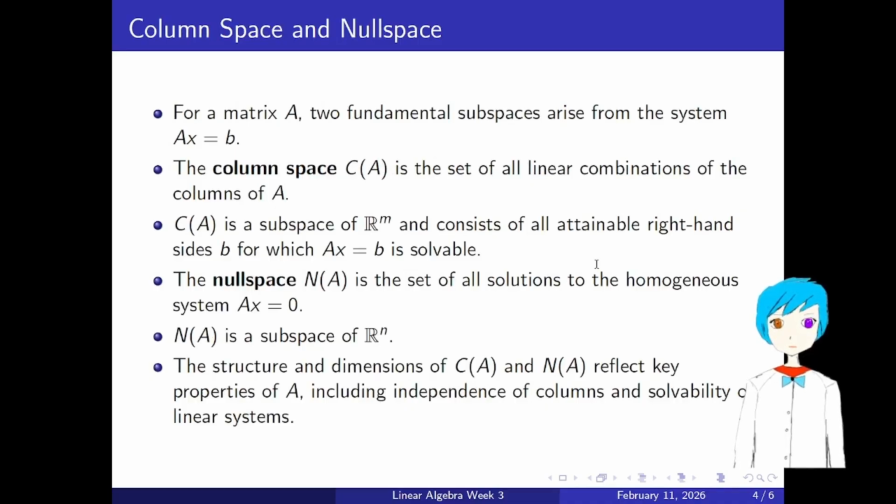Given a matrix, there are two very special subspaces. One is called the column space. The column space C(A) is the set of all linear combinations of columns of A, which is a subspace of R^m for an m by n matrix. It consists of all attainable right-hand sides b, for which Ax equals b is solvable. The null space N(A) is the set of all solutions to the homogeneous equation Ax equals 0. It is a subspace of R^n. The structure and dimensions of C(A) and N(A) reflect key properties of A, including independence of columns, and solvability of linear systems.